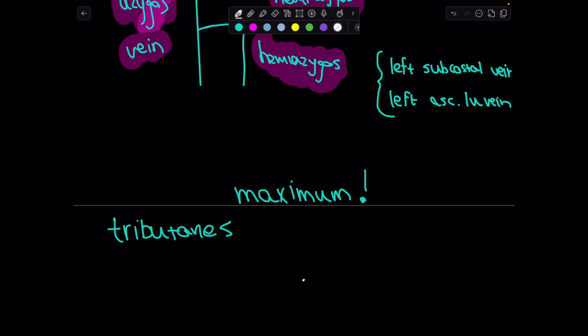These tributaries feed into their respective veins because they're the closest drainage routes for the left thorax, avoiding the crowded heart and aorta, ensuring blood reaches the azygos vein and then the heart.